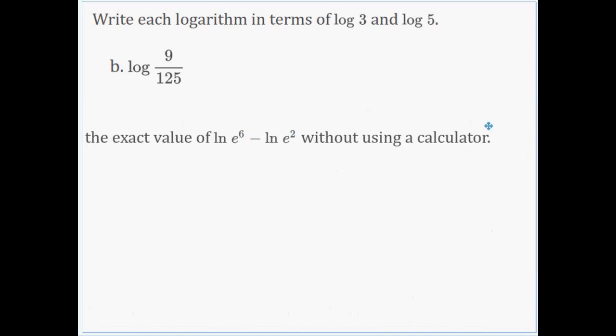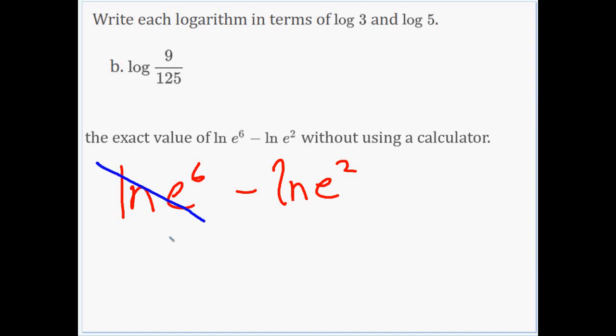Okay, here, the ln of e to the 6 minus the ln of e squared. Remember, base e and natural logs are inverses of each other. So this ln and this e will cancel, and that's just a 6. Minus the ln and the e cancel, and you get a 2. 6 minus 2 is 4.